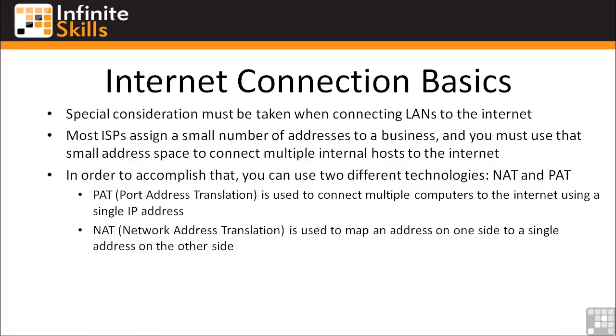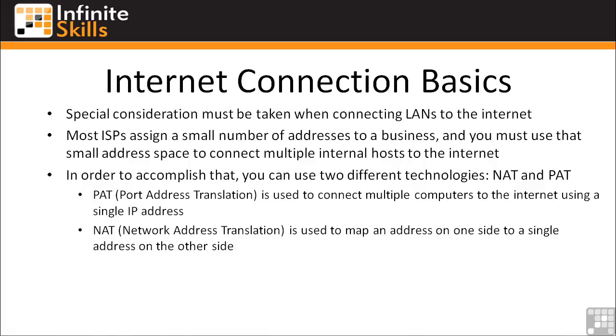NAT, or Network Address Translation, is used to map an address on one side of a network to a single address on the other side of the network. So it's a one-to-one relationship. You're translating one network address on one network to the same network address on another network.